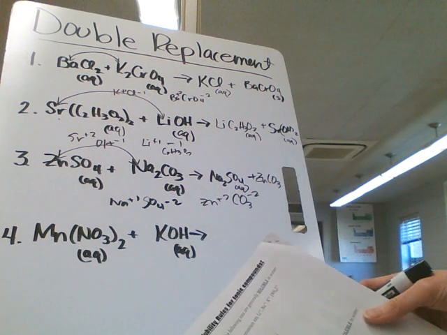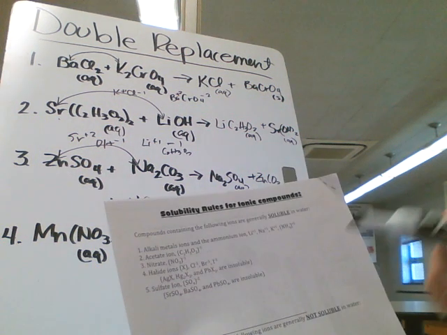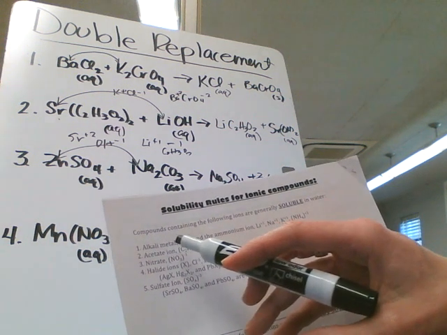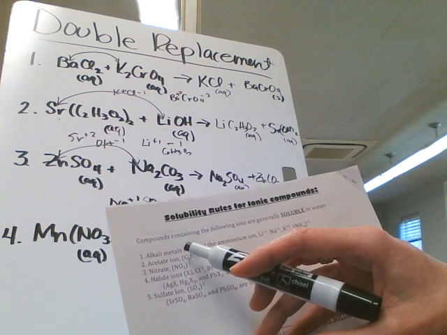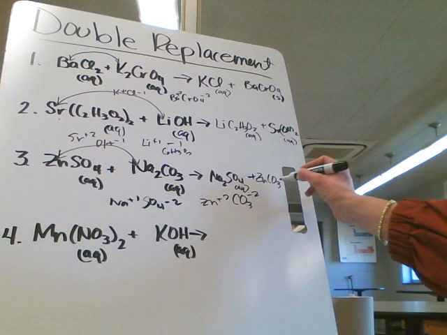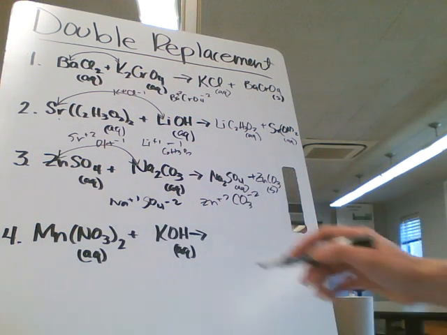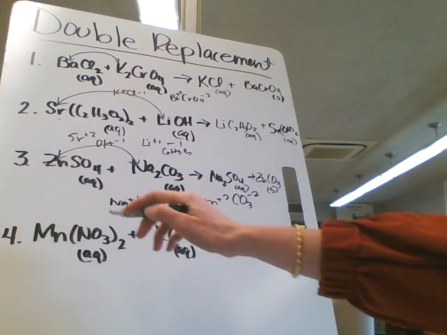And then we have zinc and carbonate. Our carbonate rule is number 6. It's not soluble except for if it's with the alkali metals or ammonia. And in this case, zinc is not an alkali metal, so this would form a solid or a precipitate. Last one here, number 4.